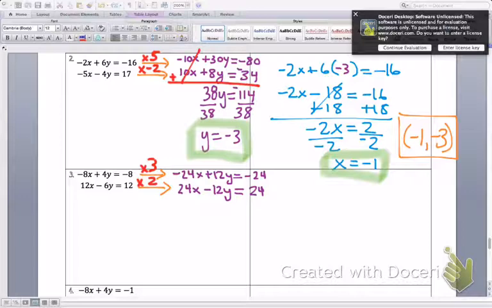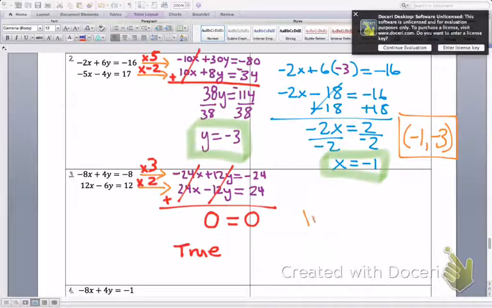And we go ahead and add these. Positive and negative 24 cancel. 12 and negative 12 cancel. So this is one of our special cases. So it's 0 equal to 24, and negative 24 also gives us 0. This is not a false statement, but a true statement. 0 is equal to 0. So this tells me that my final answer is infinitely many solutions. So let's write that out. So infinitely many solutions.